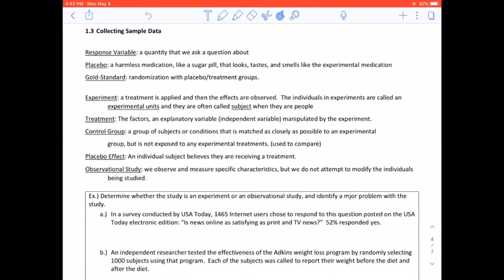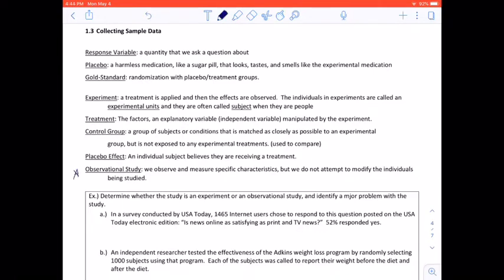We have a control group. This is the group of subjects or conditions that is matched as closely as possible to the experimental group, but is not exposed to any experimental treatments. This is used to compare. We have a placebo effect. This is when an individual subject believes they receive a treatment. Observational study is where you observe and measure specific characteristics, but we do not attempt to modify the individuals being studied. So definitely these are all words that we need to know.